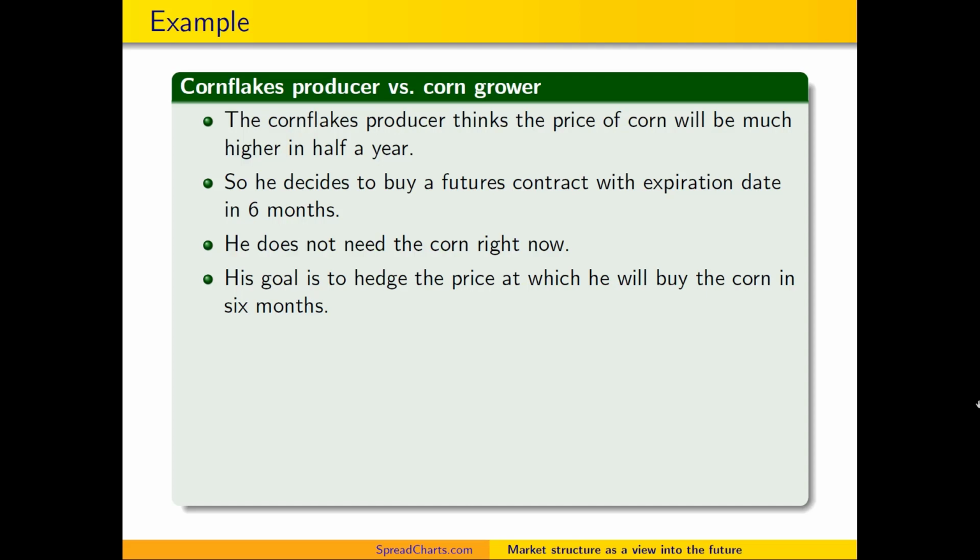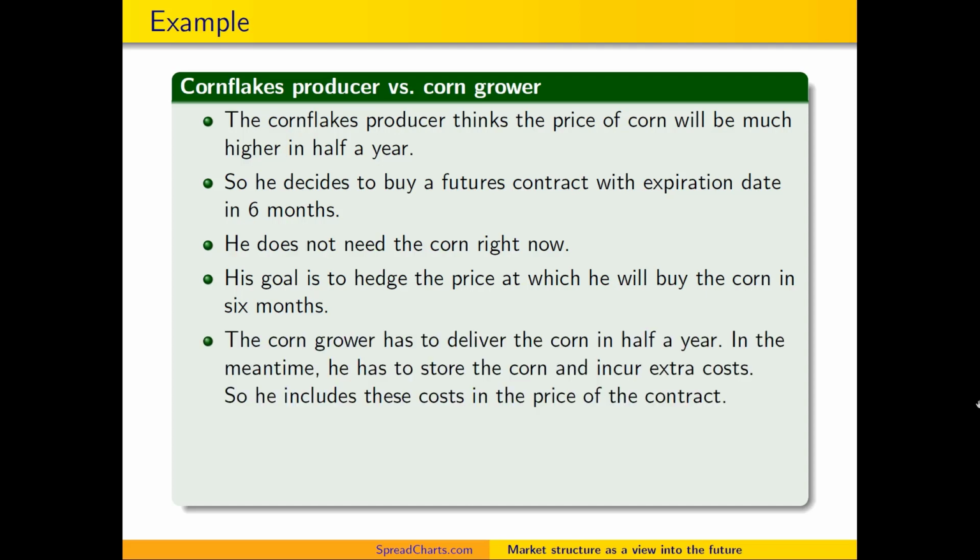The counterparty to this contract is a corn grower who sells a futures contract on the exchange. As there will not be a harvest in 6 months, he has to fulfill the order from his inventories. In other words, he has to store the corn and deliver it in 6 months. Of course, this is associated with storage costs. Naturally, he includes these costs in the price of the contract.